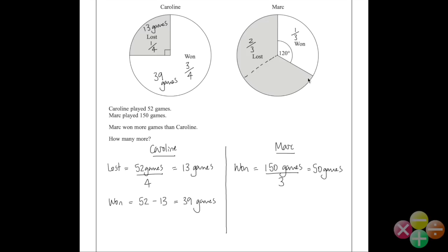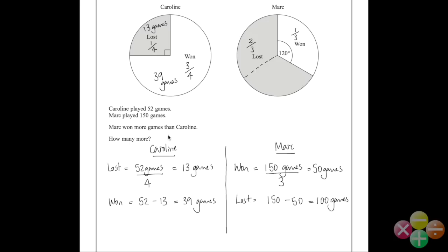If he won 50 games, which is 1/3 of my pie chart, then he lost 150 games, take away the 50, which leaves 100 games. So Mark won 50 games and he lost 100 games.